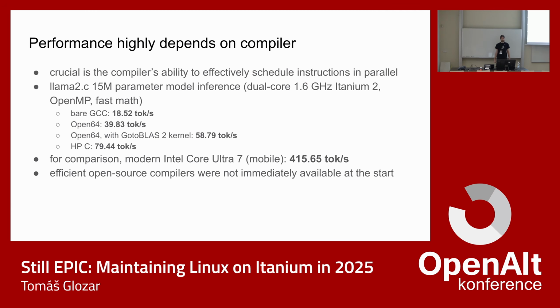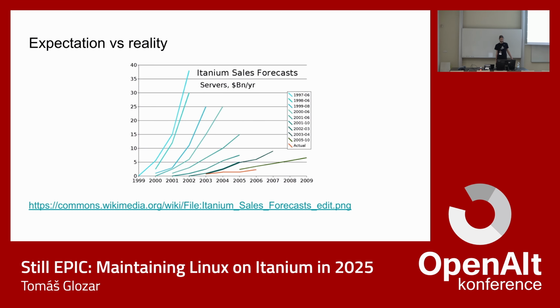And efficient open source compilers were not immediately available from the start, which is a problem because people wanted to use the computers, but they didn't have enough toolchain support to make it a better choice than something else. And because of this, the Itanium sales forecasts didn't meet any expectations. You can see that Intel has progressively updated their expectations. Initially, they thought it would reach $40 billion in sales by 2002. In the end, it didn't even reach $5 billion by 2006.